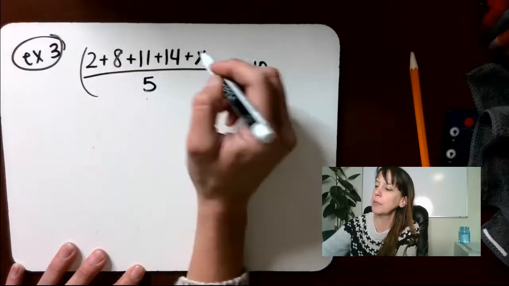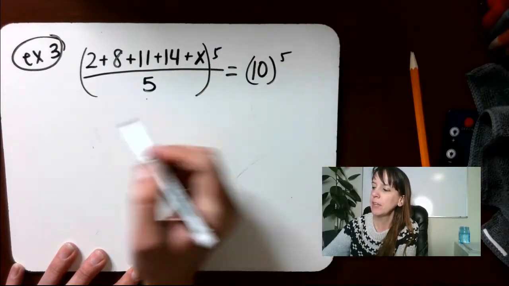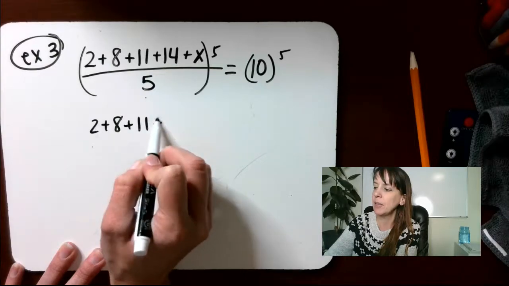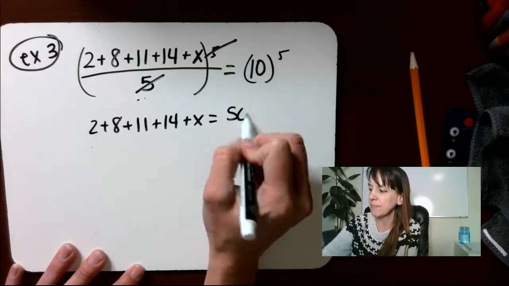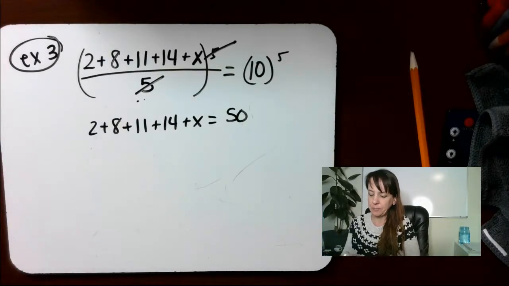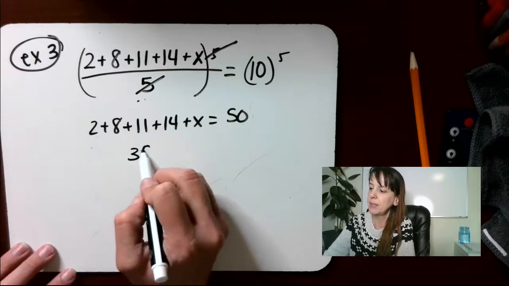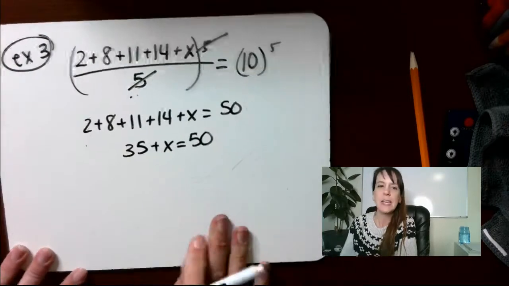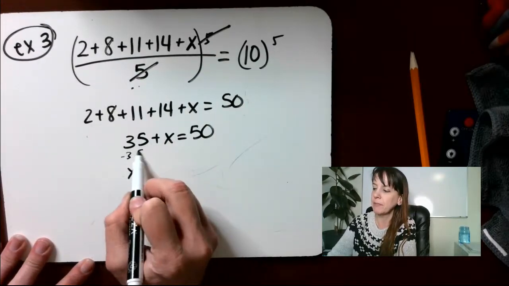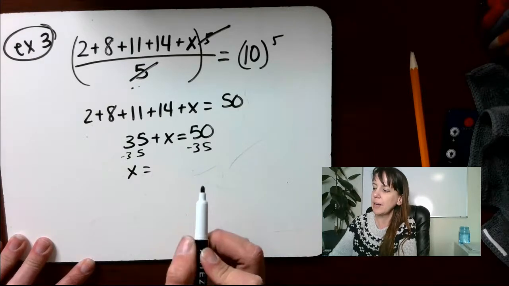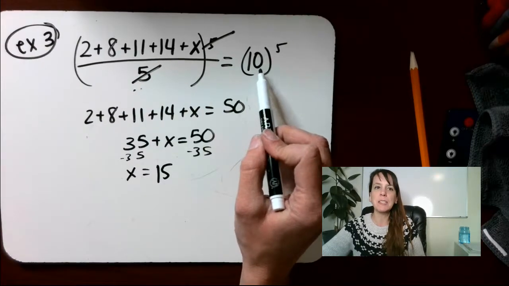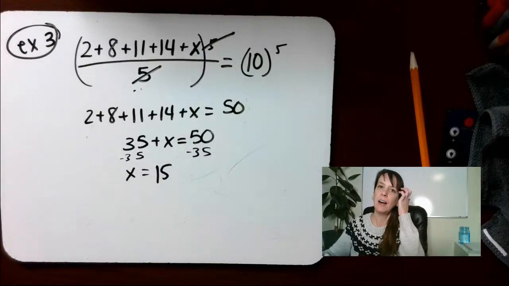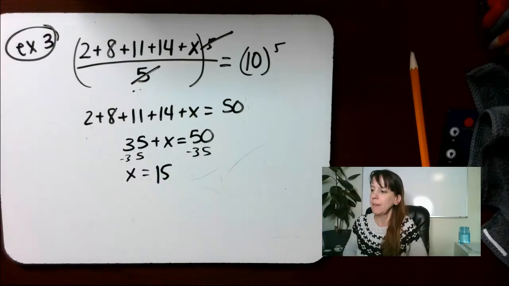So in order to solve this, we're going to multiply this by 5 and multiply this by 5. We end up with 2 plus 8 plus 11 plus 14 plus x, because this cancels out with this, right? Equals 50. So now let's do the math on that. We get 10 plus 11 plus 14 is 35 plus x equals 50. If we minus 35 from both sides, we end up with 15, right? So for this mean to be 10, x has to be 15, okay?